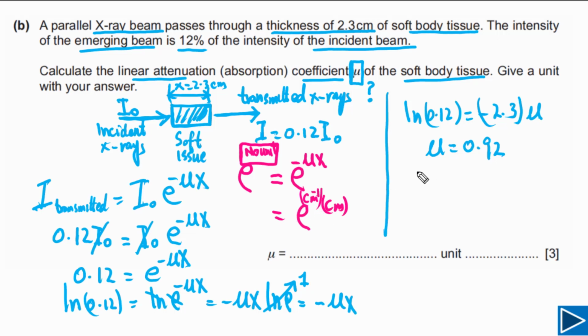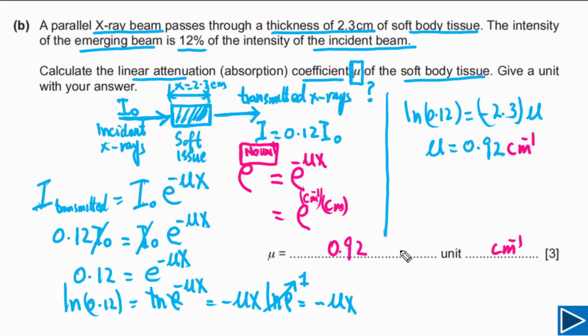So that's the point you need to understand, and this is also required for paper 5. Sometimes you need to determine the unit. So if you understand that power of e has no unit, you can use this way and you can find the unit of any unknown quantity. So in this case, we will say the unit of mu is per centimeter, because the unit of x is centimeter. So our final answer in this case will be 0.92, and the unit is per centimeter. For example, if x was in meters, then the unit of mu will be per meter. So this point you need to understand that power of e has no unit.